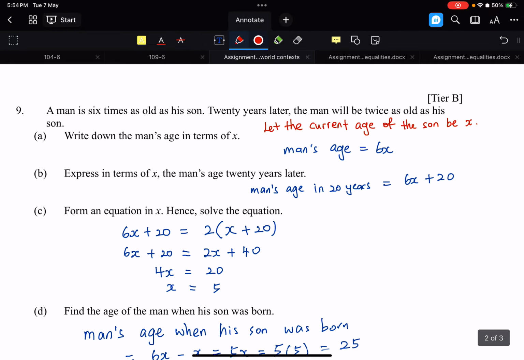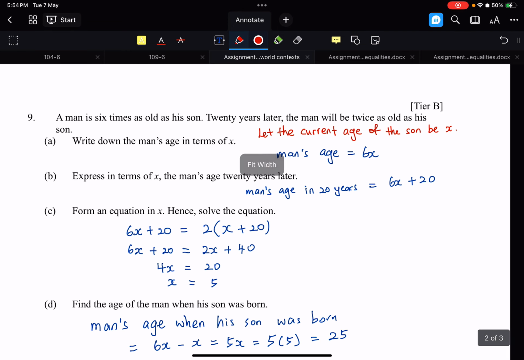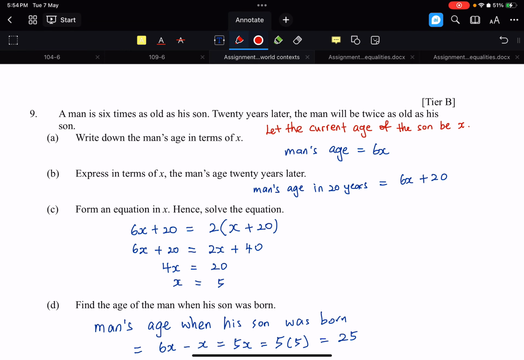Now next example, a man is 6 times as old as his son. 20 years later, the man will be twice as old as his son, right? So we can begin by letting the current age of the son be x. So the man's age right now will be 6x, right? So it's right there. And then 20 years later will be 6x plus 20.